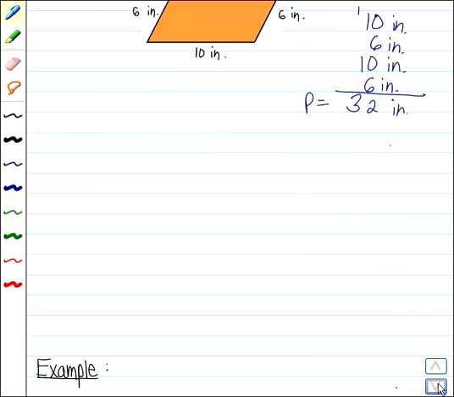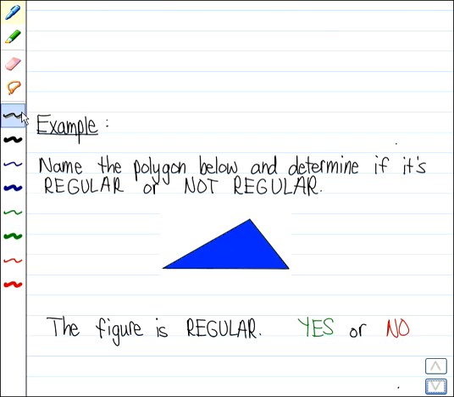Okay, good. Let's take a look at some example questions here now. So our first example says name the polygon below. So remember we talked about the 5 types of polygons we're going to be looking at, and we want to determine if it's regular or not regular. Now remember, regular means all the sides are equal in length.